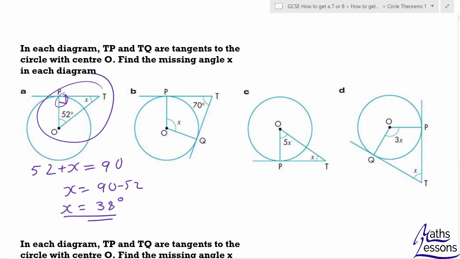So all these questions, you've got a right angle where the tangent meets the radius, and that's how you do them. We'll carry on with the rest.